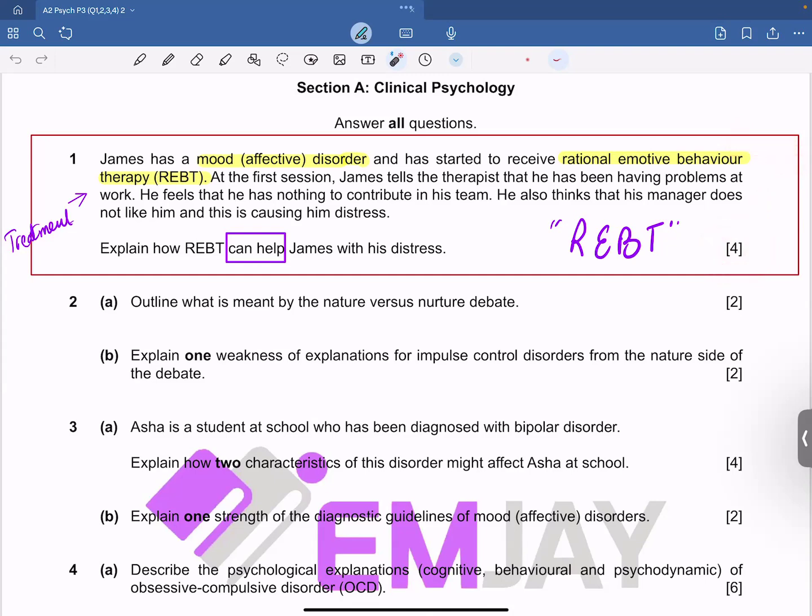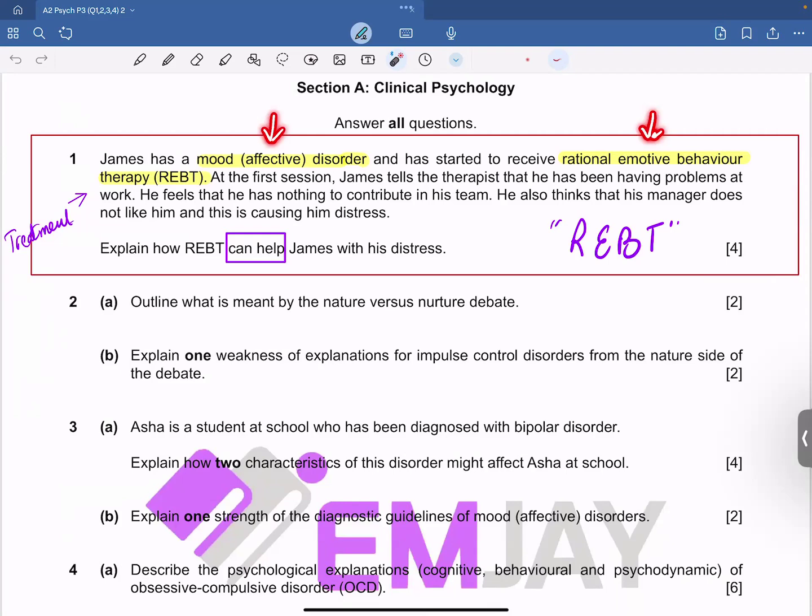So, moving on, James has a mood disorder and has started receiving rational emotive behavioral therapy. So, one, I need to know what unit this is from. Number two, I need to be able to identify, as a student, what particular part of the unit this is from. So now we know this particular paragraph is from the treatment and management of mood disorders.